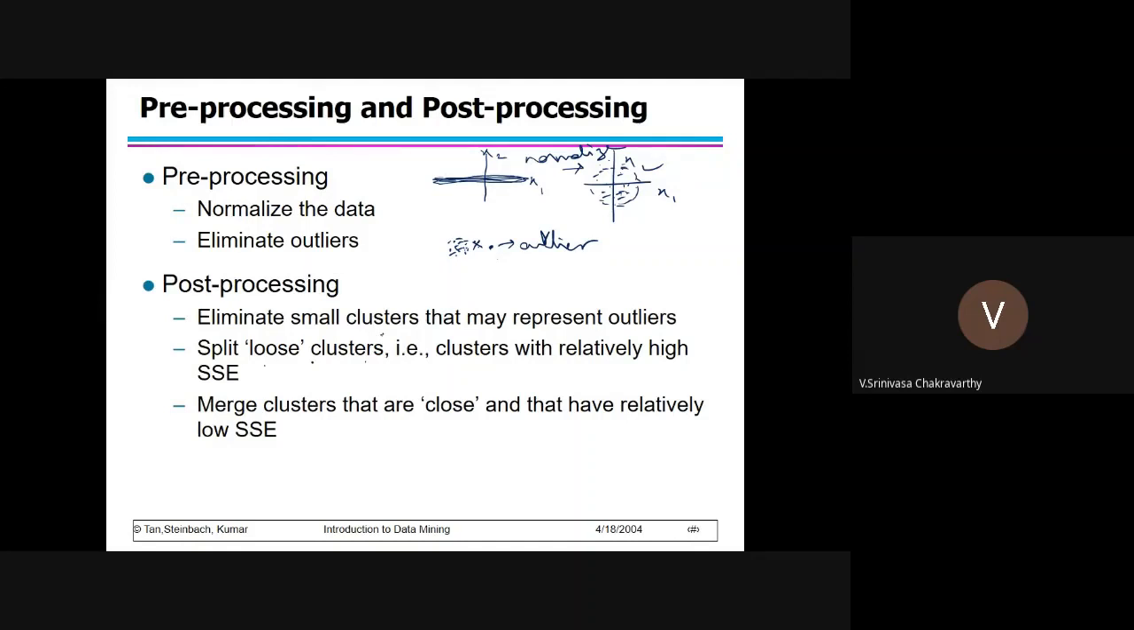Or very large clusters, you split them, to make sure that all clusters are about the same size. So merge clusters that are close so that they have relatively low SSC. Nearby clusters can be merged, so that when you do that, on the whole, the sum squared error for such a combination may not be very high.